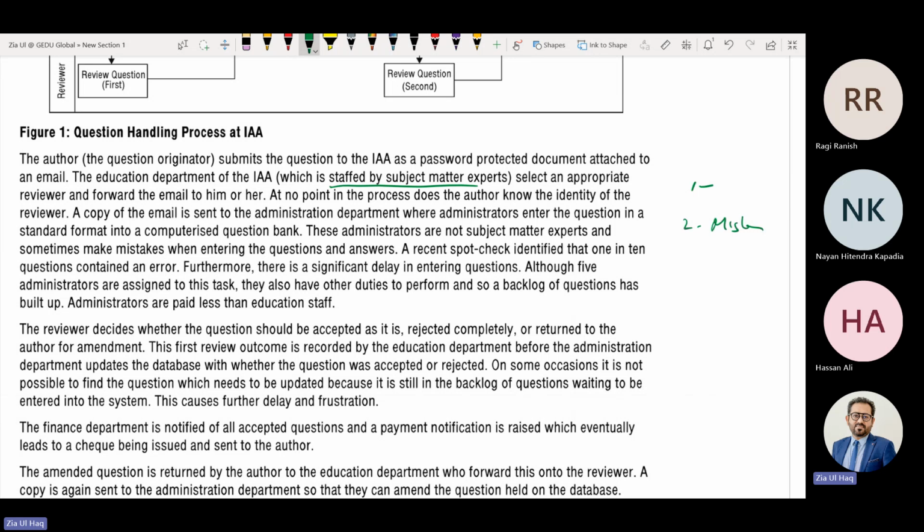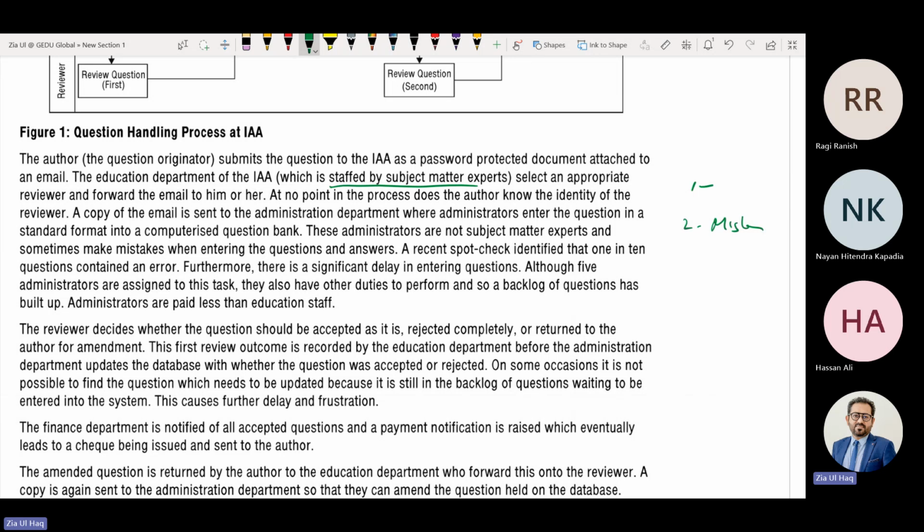For that they might require some extra staff because their role and responsibility will increase. So we can provide them that extra staff. It could have some cost as well, but at least this mistake in entering questions could be solved. Two issues. Okay. A research spot check identified that 1 in 10 questions contain an error.